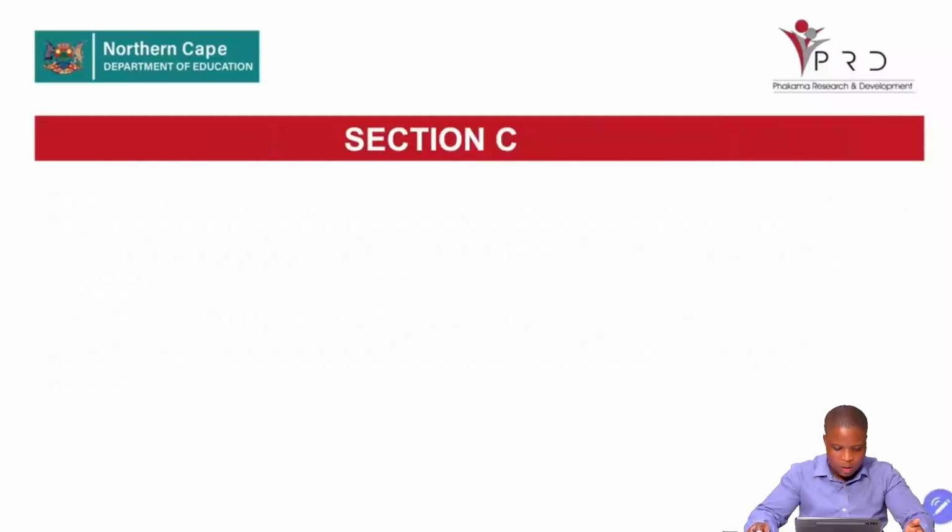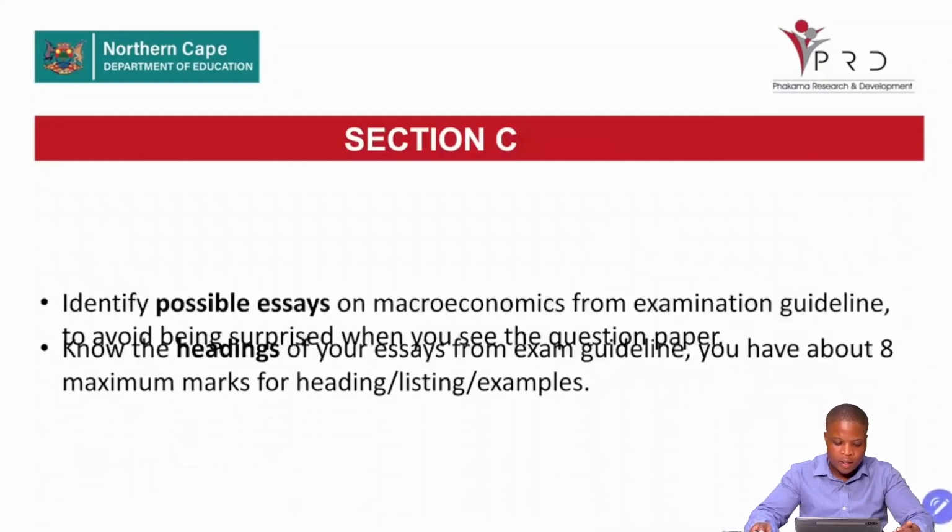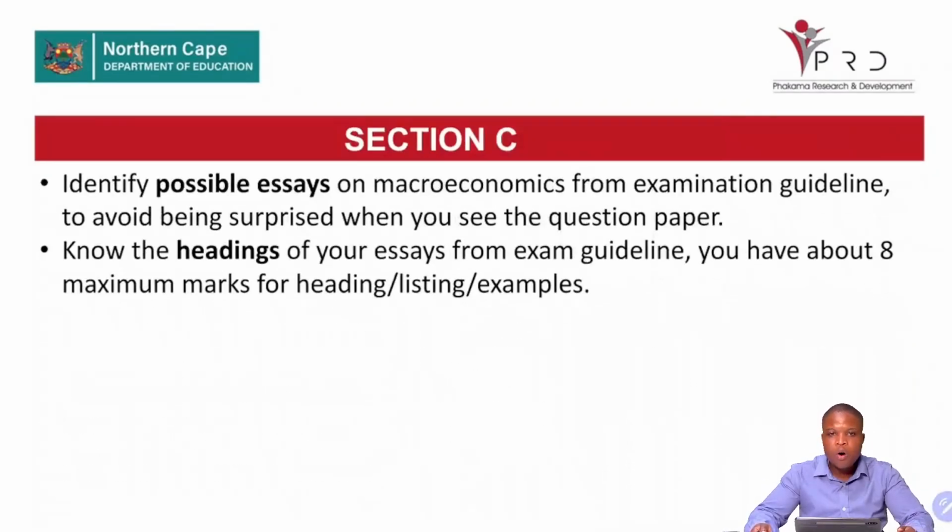Section C, before you go to your exam, already you have identified either you are going to answer on macroeconomics or economic pursuit. Which essay have you mastered more? You need to know the headings. By knowing the headings from the examination guideline, you can score about 8 marks, maximum marks from headings and examples.